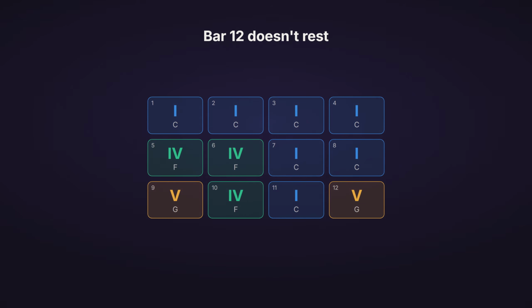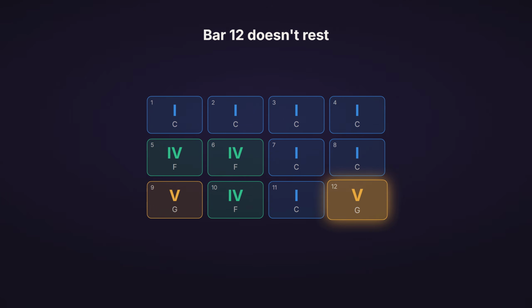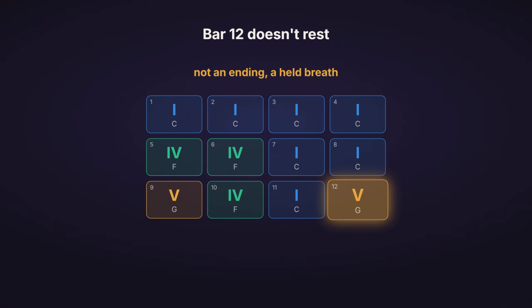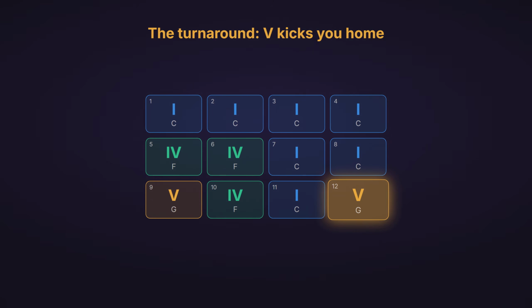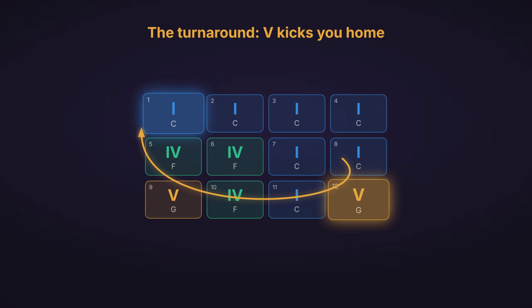Now look at how the loop never lets you go. Walk to the final bar, bar 12, and instead of resting on home it lands on the 5 chord, G. The 5 is the most unsettled sound in the whole form. It does not feel like an ending. It feels like a question, a held breath, a hand reaching back toward the start. That last bar has a name, the turnaround. Its entire job is to spin you back to bar 1, to the 1 chord, so the form begins again. End on the 5 and your ear is practically dragged back home to the top of the next loop.